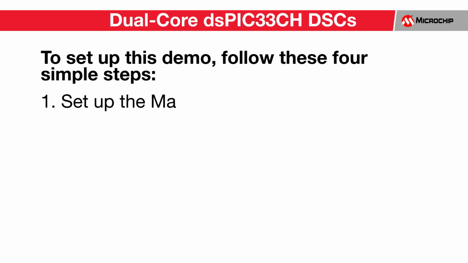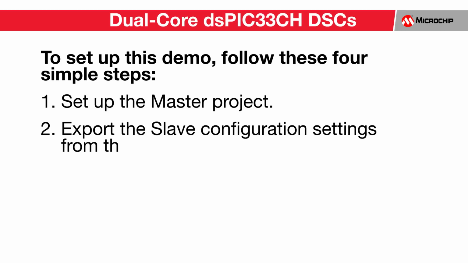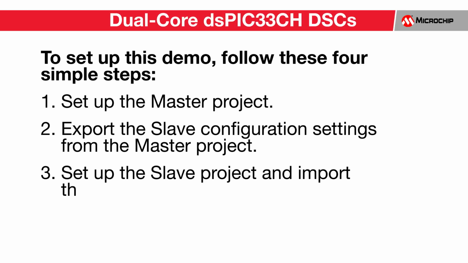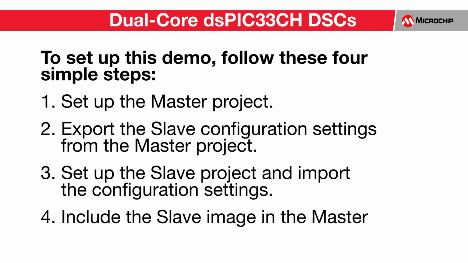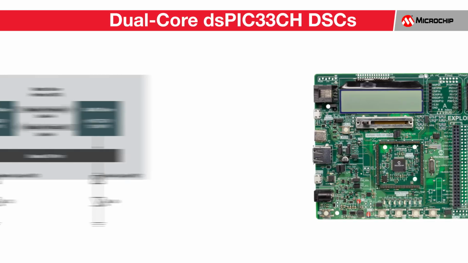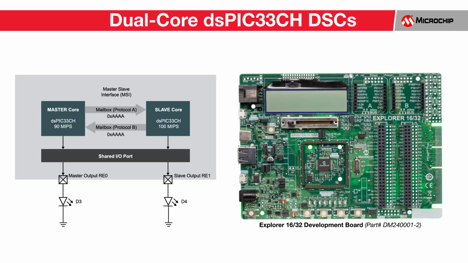First, let's set up the master project. Then, export the slave configuration settings from the master project. Now, configure the slave project and import the configuration settings. And finally, include the slave image in the master project. In this demo, the master and slave cores are configured to exchange data using the master-slave interface, or MSI, in an event-based mode that lights up the respective LEDs on the board to indicate a successful exchange.